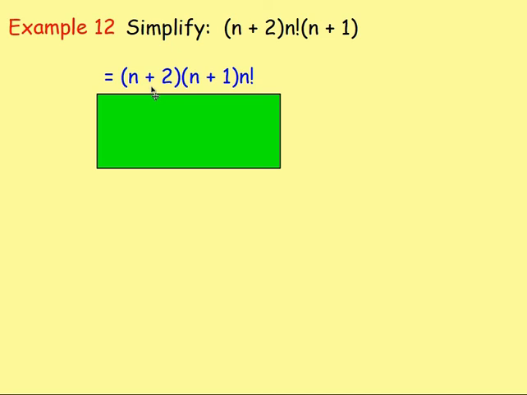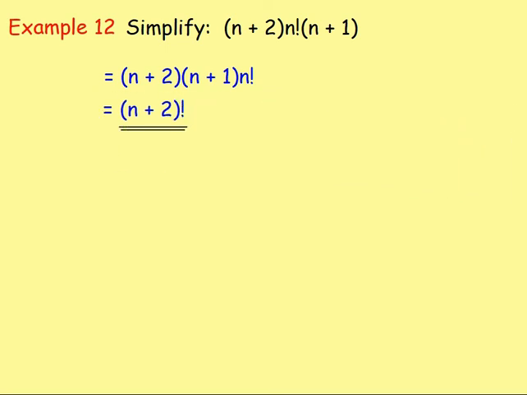So rather than write down n plus 2 times n plus 1 times n factorial, you could just simplify that to become what, Ben? Brilliant! n plus 2 factorial.